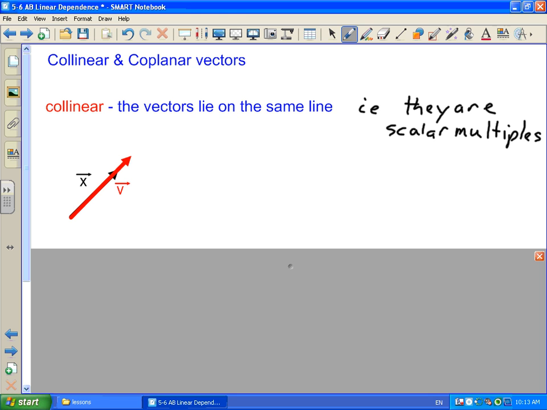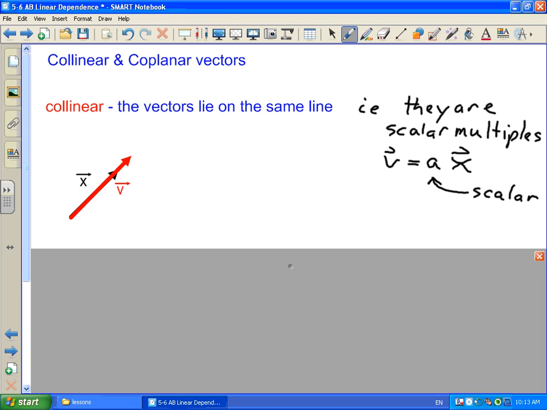So, i.e. scalar multiples, what we're saying here is that vector v is some scalar a times vector x, where a again is a scalar. Now, we've encountered this concept of scalar multiples before, and if two vectors are scalar multiples of each other, what did we know was true about the two vectors?